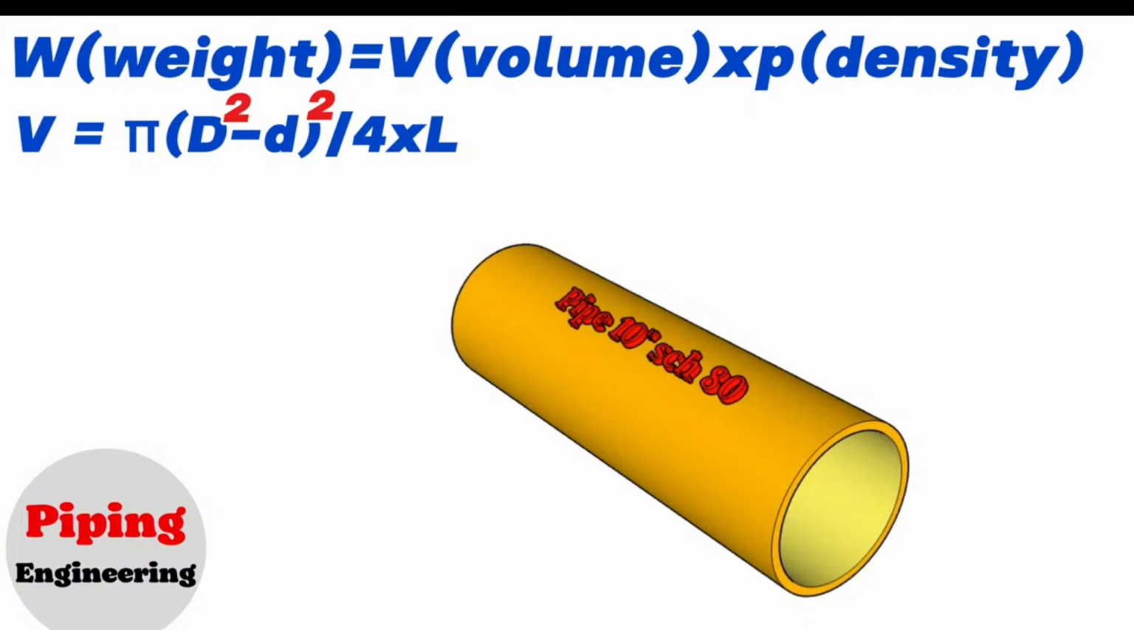We will explain the calculations in this video with 10-inch and 16-inch pipe examples. Let's calculate the weight of a 10-inch pipe with a thickness of schedule 80 and a length of 2 meters. To estimate the volume of the pipe piece, let's look at the wall thickness of a 10-inch schedule 80 pipe from the steel pipe dimension chart.